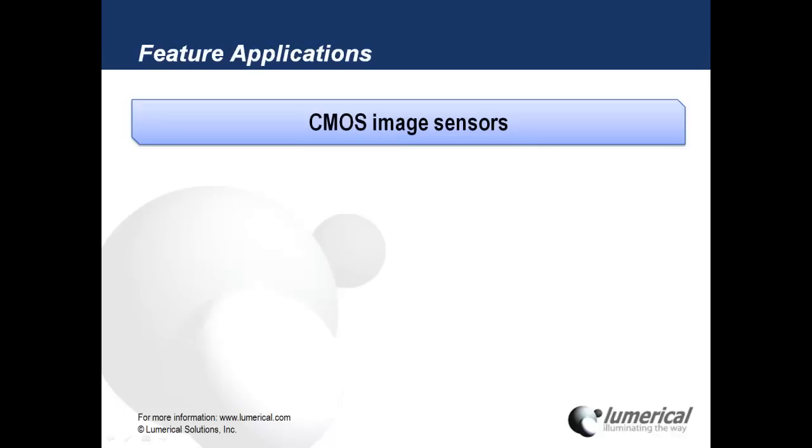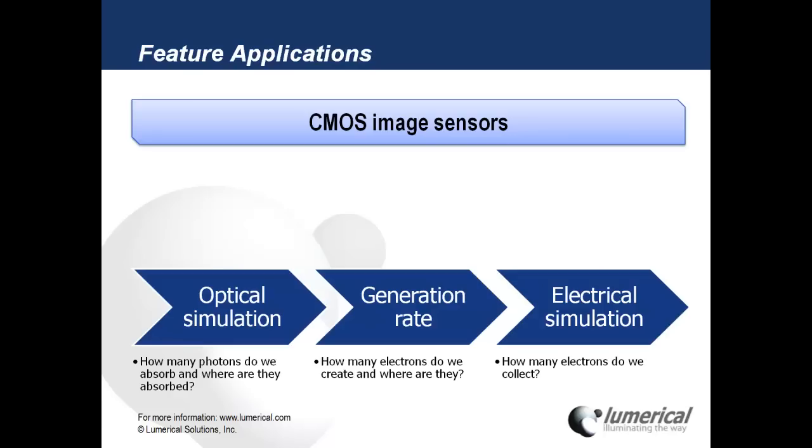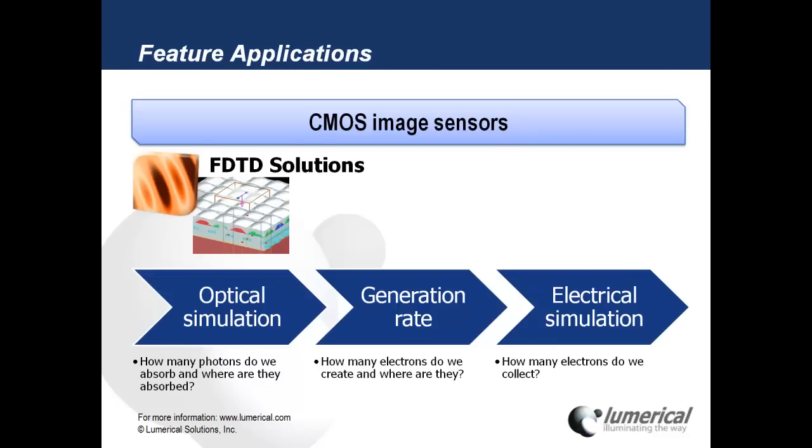So in terms of CMOS image sensors, this is something that we've been simulating for a long time. And the way we work is we typically start with the optical simulation, and the question that we're trying to answer is how many photons do we absorb and where are they absorbed in the device? And this question is answered with FDTD solutions. And once we know that, we can actually generate or create a generation rate from the FDTD results, which is telling us how many electrons we're creating per unit time and where they are in space. And so we'll get a three-dimensional map out, and this is a cross-section through that map.